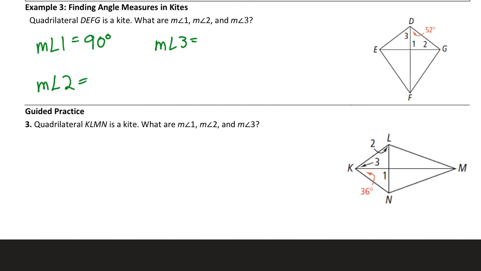If the measure of angle 1 is 90 degrees, that makes the measure of angle 2 90 minus 52 degrees, which is 38 degrees. Sorry, I had to think about that for a second. 38 degrees. Because this is a right triangle right here. One of the angles is 90, one of them is 52. That means the other one has to be 38.